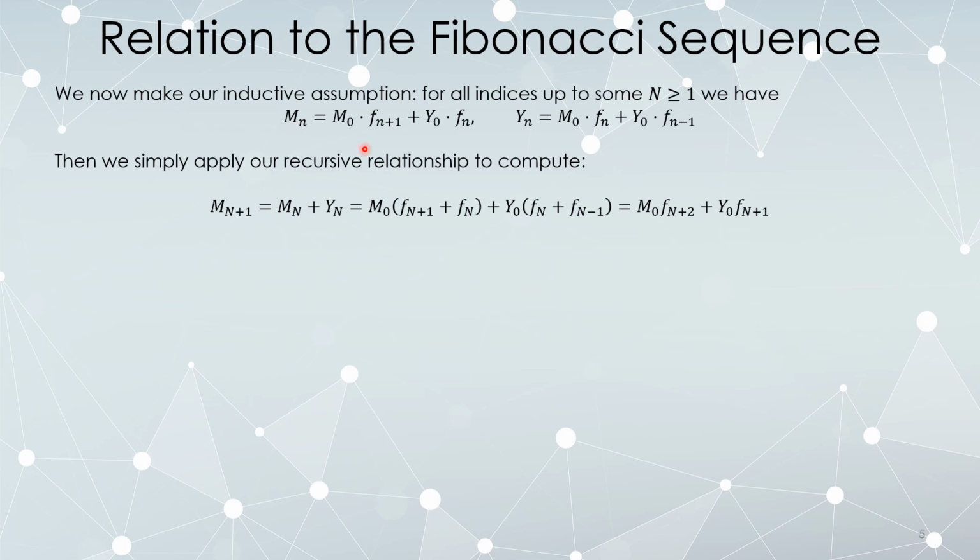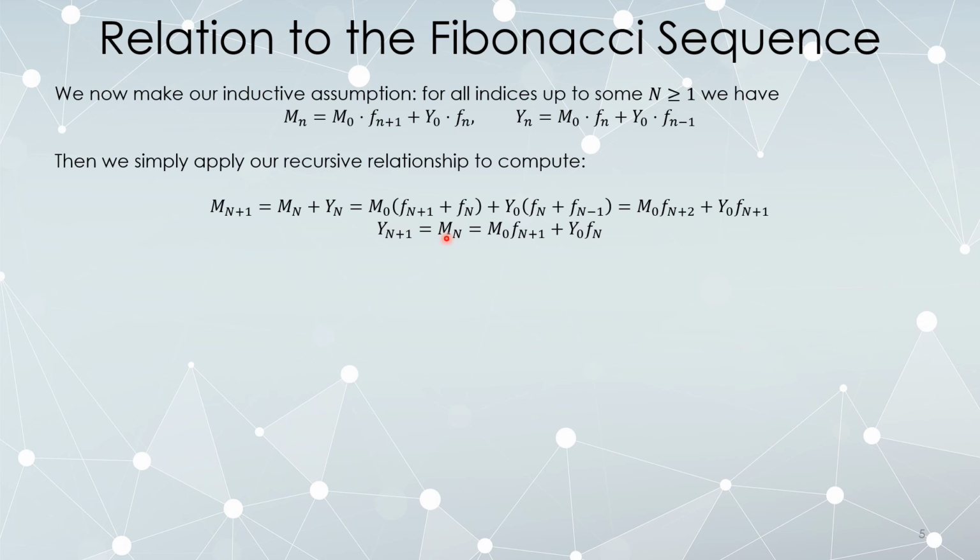This index is made one larger here and is not changed here. This index is made one larger here and is not changed there. So assuming that the desired formula holds for all indices up to capital N, we showed that the desired formula for the number of mature bacteria holds at day N plus 1. The number of young bacteria at day N plus 1 is even more straightforward. The recursive relationship was that the number of young bacteria at day N plus 1 is simply equal to the number of mature bacteria from the day before.